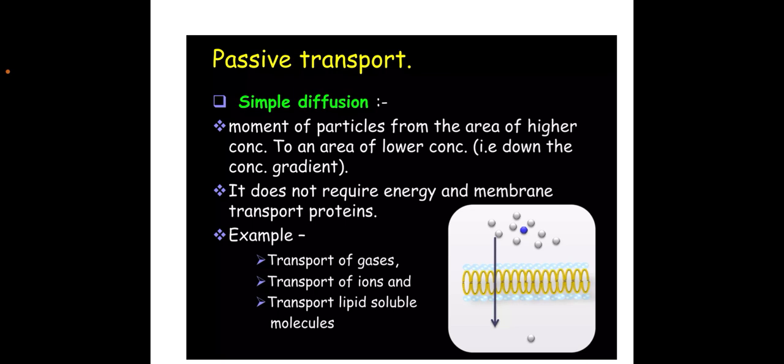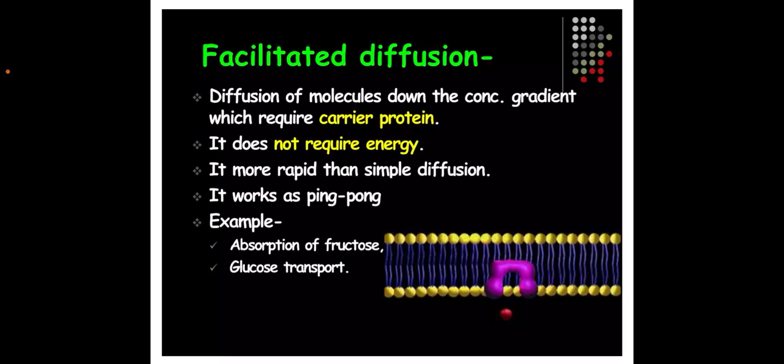If we talk about passive transport, simple diffusion is the movement of particles from the area of higher concentration to the area of lower concentration, down the concentration gradient. That is a natural process. It does not require energy and does not require membrane transfer proteins. Examples: transport of gases, transport of ions, and transport of lipid soluble molecules. Next is facilitated diffusion. Diffusion of molecules down the concentration gradient, which requires carrier proteins. It does not require energy. It is more rapid than simple diffusion. It works like a ping pong. Examples: absorption of fructose and glucose transport.